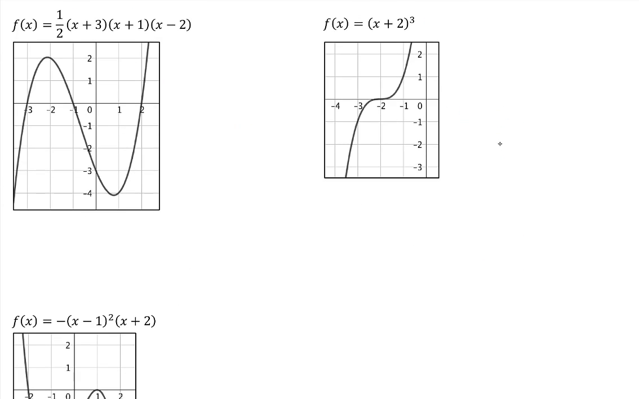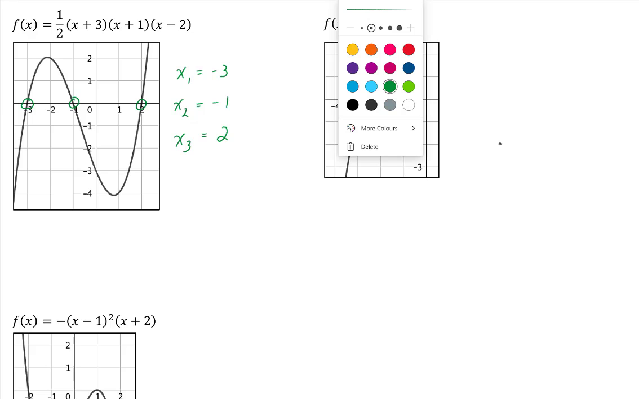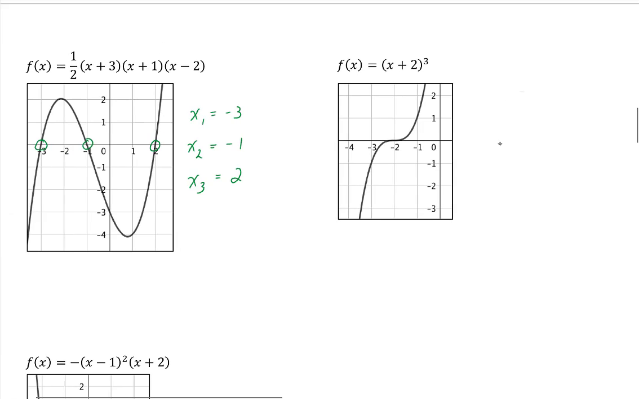Let's go to the next one. Notice there are 3 different factors, and we have 1, 2, 3 different zeros: x1 equals negative 3, x2 equals negative 1, and x3 equals positive 2. If we were going to zoom in on these zeros, notice they look like straight lines going through the zeros since they are of order 1.